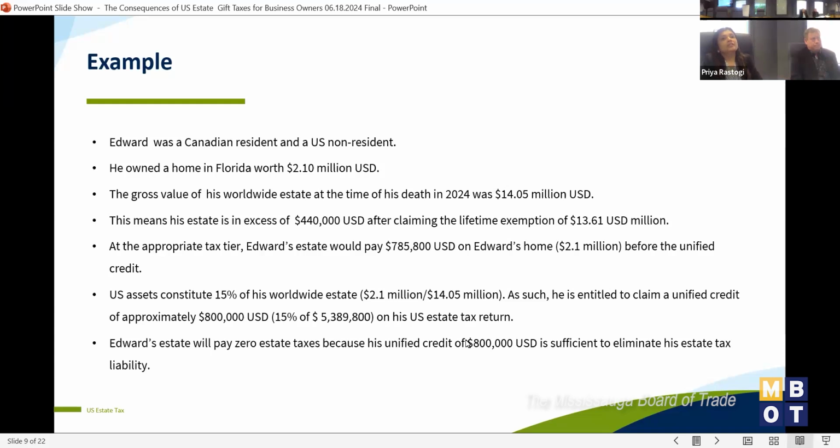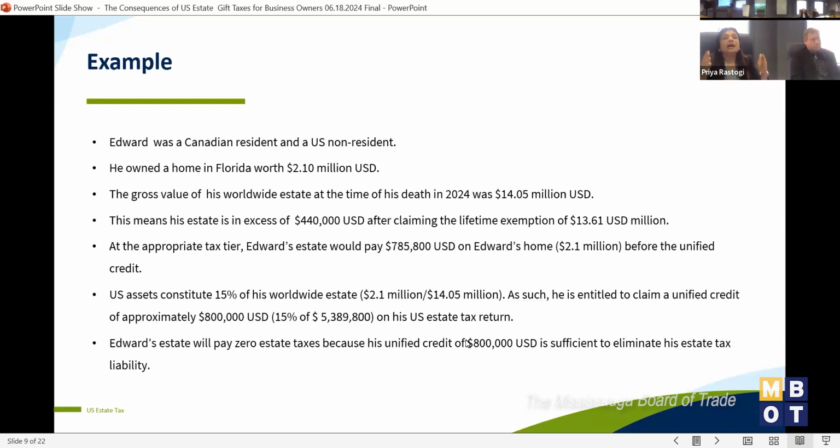Let's go with an example that may make this math a little simpler. Edward was a Canadian resident and a US non-resident. He's not a US citizen, with no domicile in the US. He owned a home in Florida for about $2.1 million USD. Everything I'm talking about here is in US dollars. His worldwide estate at the time of death was $14.05 million. We can clearly see that his estate is $440,000 more than the available exemption for tax year 2024, so it is very obvious that the estate would have to pay tax.